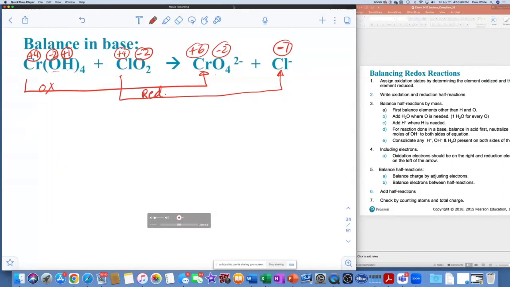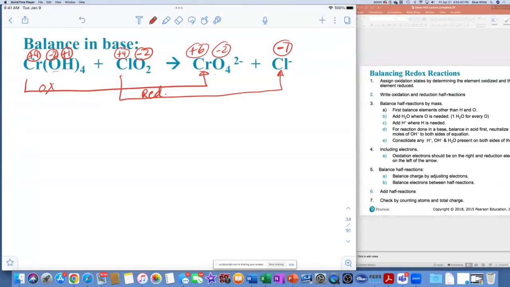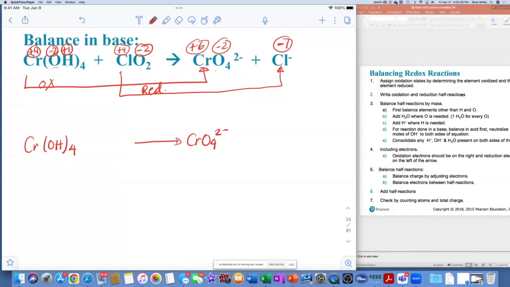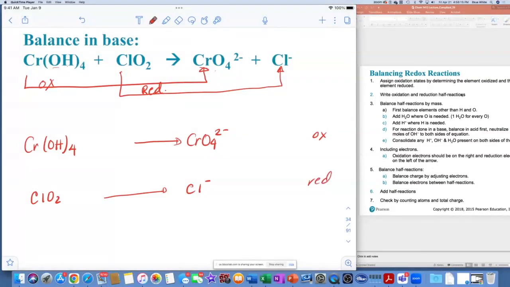Okay, so we'll go ahead and write our oxidation and reduction half reactions. So oxidation first. Cr(OH)4 gives us CrO4 2-. And the next one, ClO2 gives us Cl-. So let me go ahead and erase it so this is not confusing right now. We know what is oxidation, what's reduction. So I want to make sure I have everything copied over. So this is oxidation. This is reduction. Have I left out any sign? No, I don't think so.